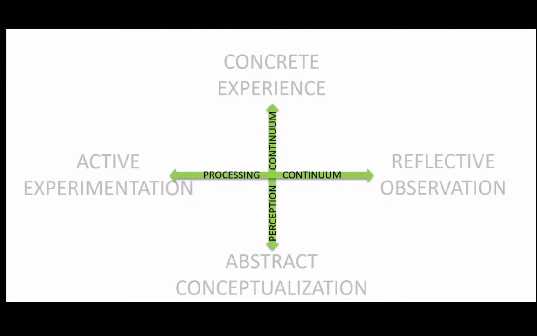Concrete experience and abstract conceptualization are how one takes in information, and this is the grasping dimension. And then active experimentation and reflective observation are how one makes that information meaningful. So that's that transformational piece of the learning.